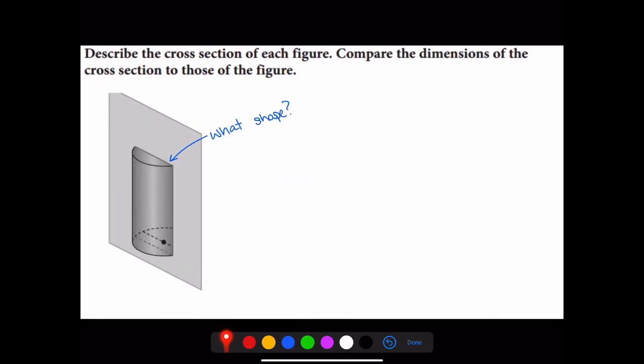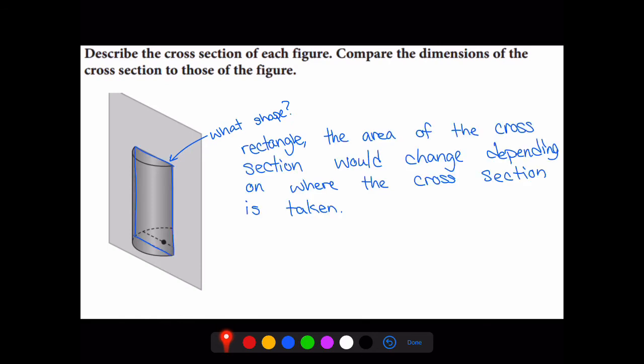Next, we have this shape right over here. Well, if we were to cut this shape out, we would end up with a rectangle. So the area of the cross-section would change depending on where it is taken from. If I went straight through the center, that would give us the most area. But since I'm taking it not from the center, that will give us a little bit less area. So it all depends on where this cross-section is being taken from, whether it'll be a lot or a little.